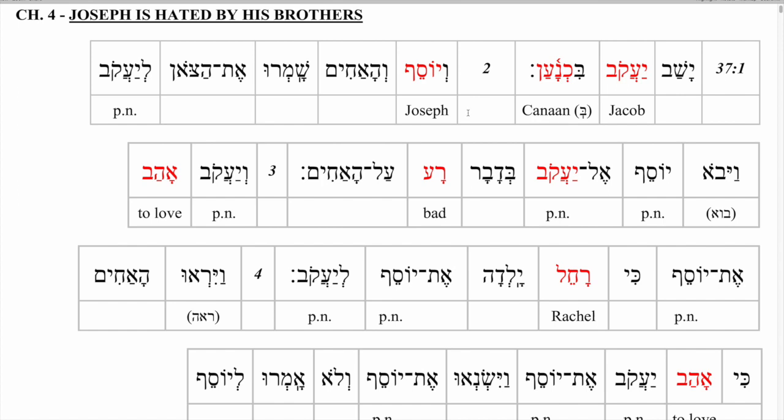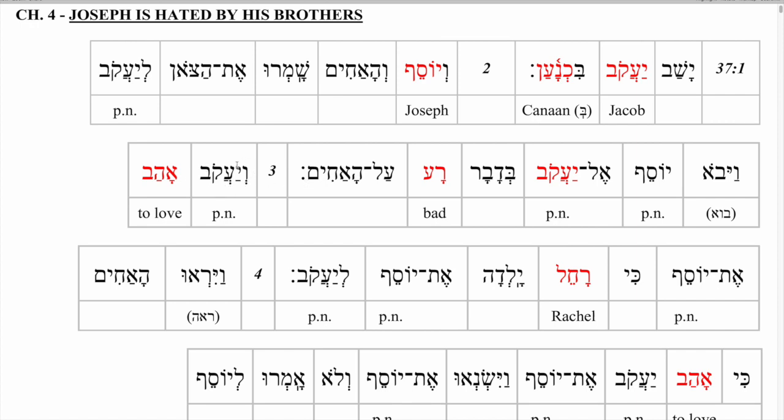So now we can translate this whole sentence. Now Joseph and his brothers were watching the flock for Jacob. And Joseph came in to Jacob with a bad word against his brothers, or against the brothers. So do you see how the story is starting out here, right? Joseph is coming in with a bad report.